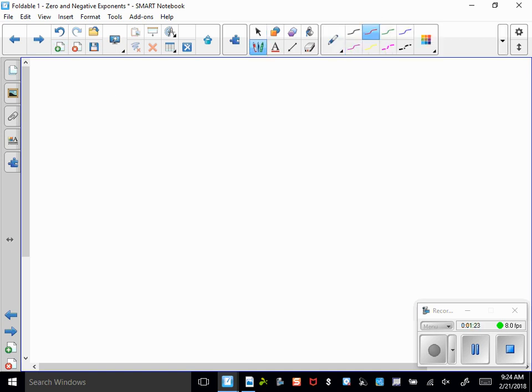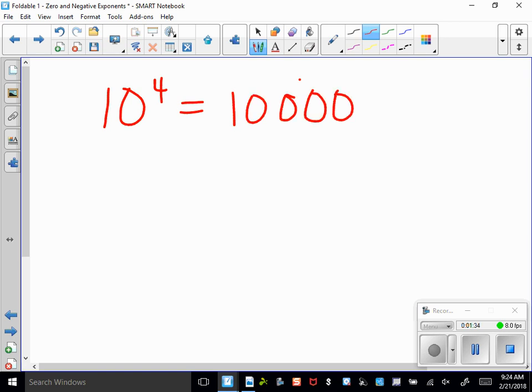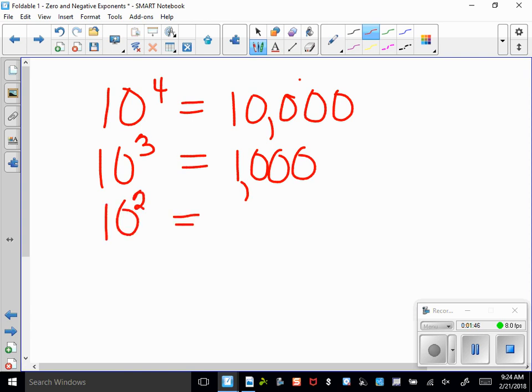Let's just take a base 10. Okay, that number is the base. So let's say I say 10 to the 4th power. Okay, 10 to the 4th power is going to give us 10,000, correct? 10 to the 3rd power will give us 1,000. Is that true? All right, 10 to the 2nd power is what?